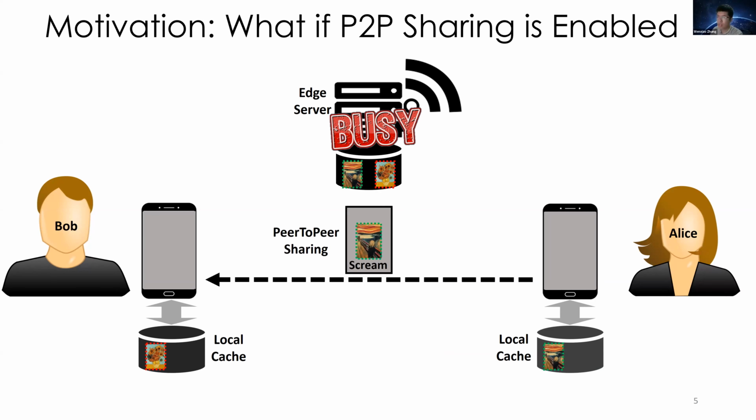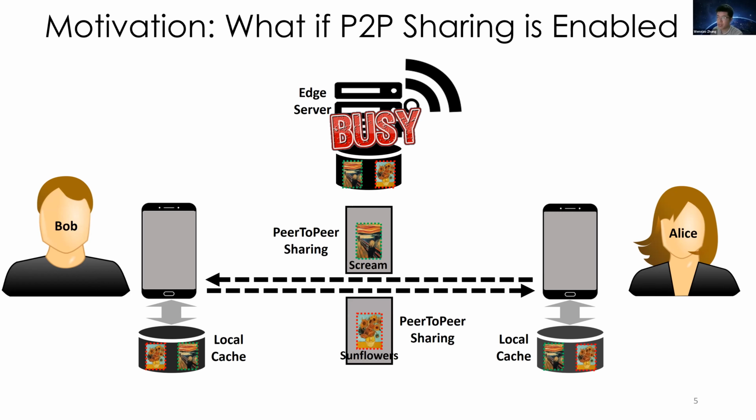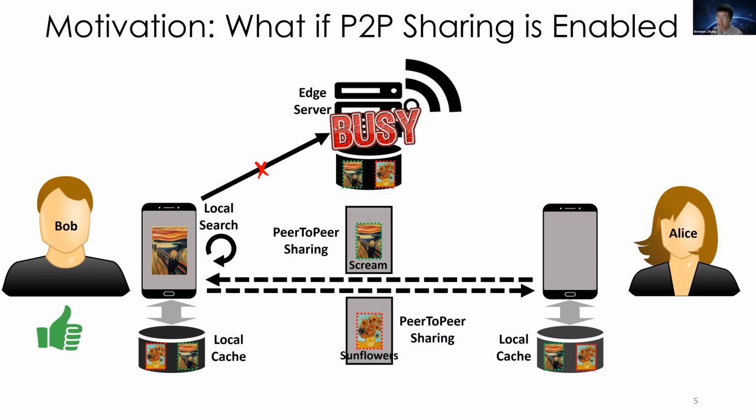When Alice and Bob encounter each other, they can share the already recognized results through P2P sharing and put them in the local cache. So next time when Bob wants to recognize the painting, instead of sending requests to the edge server, it can do a local search, since it already has the result in its local cache, and it still gets served. And it's also the same case for Alice.